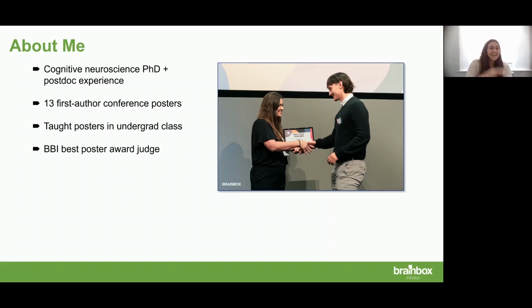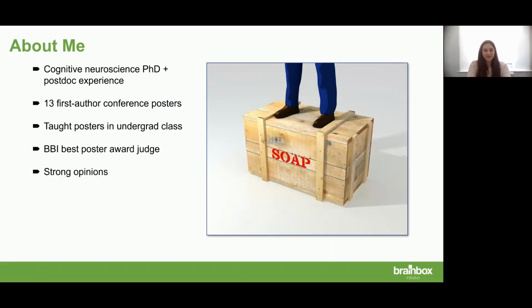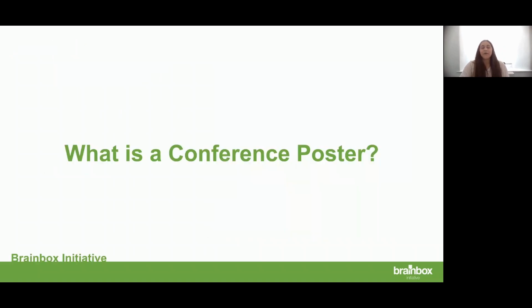I also have really strong opinions about how posters should be set up. So I'm just very excited to get into this today. When I was asked to do a webinar, I was like, of course, I want to do it on posters because they're my favorite. Okay, so let's start with, in general, what is a conference poster?